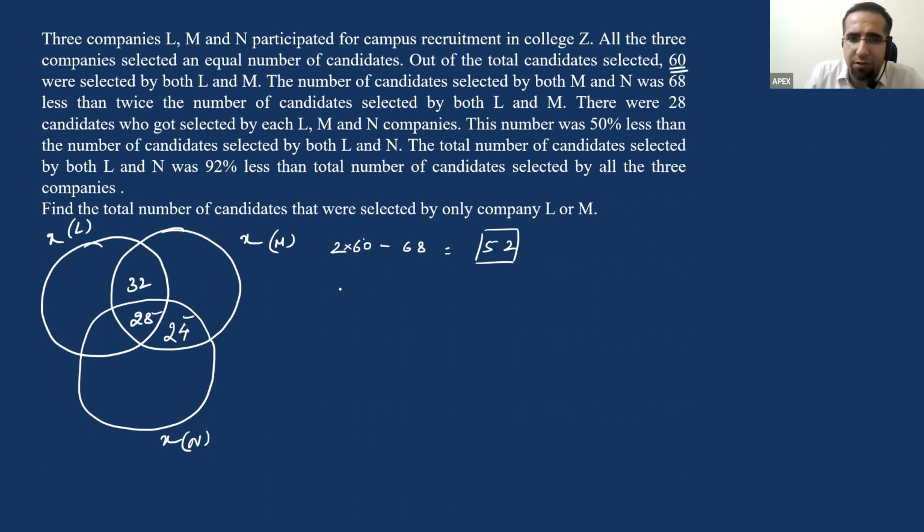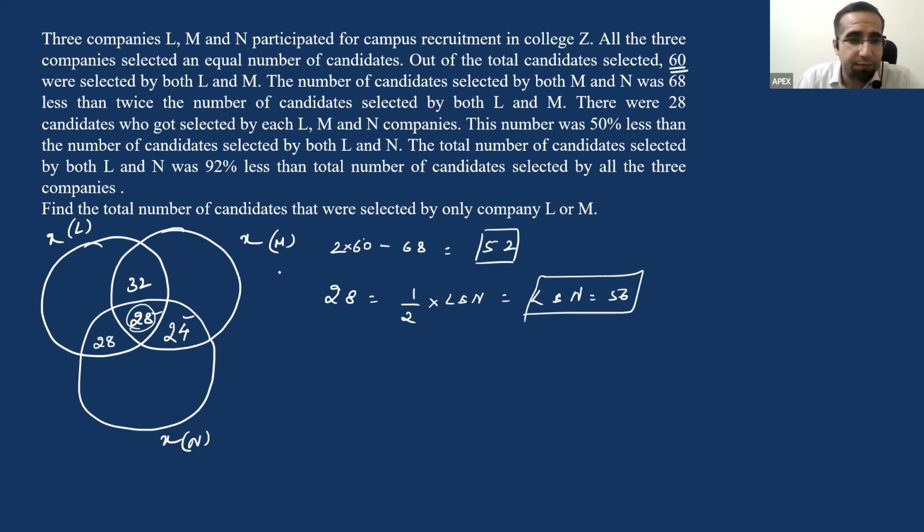So 28 was 50% less. That is 50%, half of L and N. So from here, I can say that L and N will be equal to 56. Out of that, I already have 28 here. So this value also becomes 28. Clear? So let's say this is equal to A, this is equal to B, and this is equal to C.